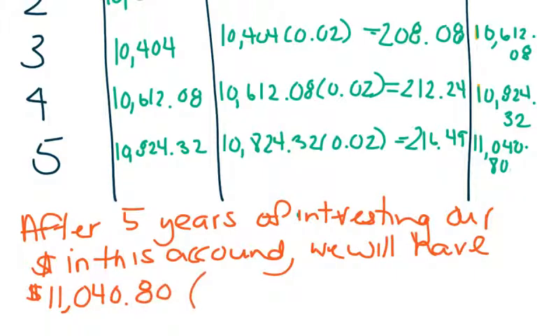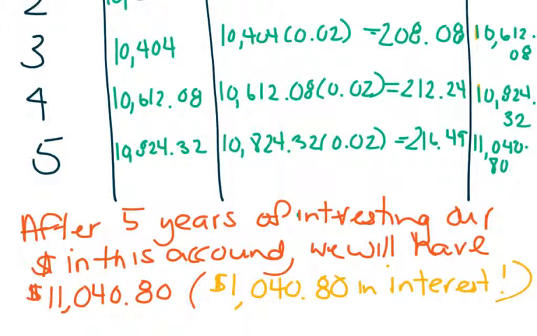Remember, we started with 10,000, so we're going to just take this number and subtract 10,000, and you can see that we've made a whopping $1,040.80 in interest. Free money just from investing in our bank. So let's compare this to our simple interest.